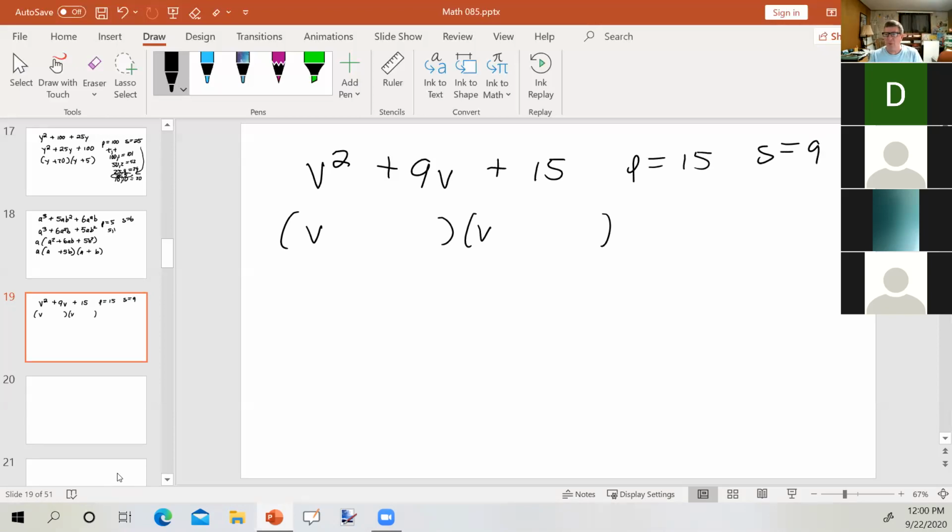So to get a positive product, I've got to have two positive factors or two negative factors, but the sum is positive. So I'm looking for two positive numbers. So 15 and 1, 5 and 3. 15 and 1, that would give me a sum of 16. 5 and 3 would give me a sum of 8. Neither of those work. Are there any factors I've overlooked here that could possibly work?